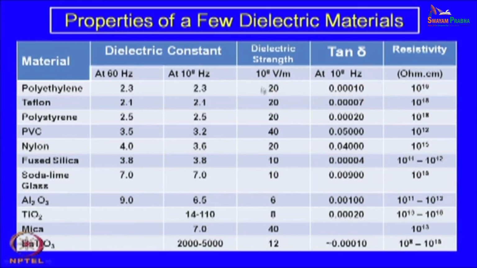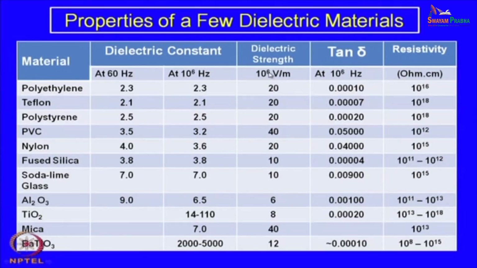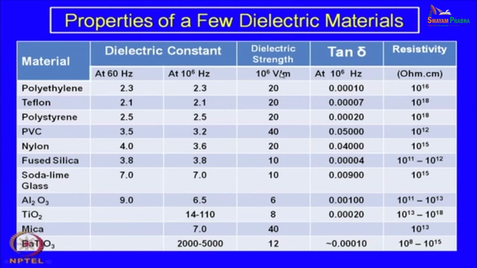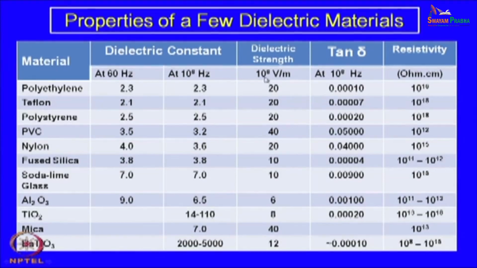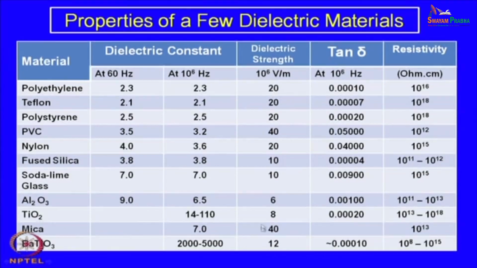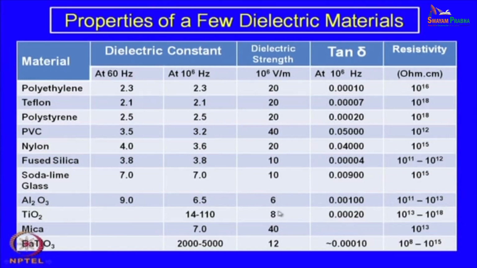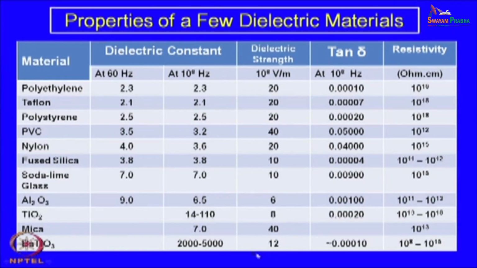Dielectric strength here is more or less same, except in some variations, but you can see these are almost 10 to the power 6 volts per meter, which is of the very high order, 20 megavolts per meter. Here of course, the polymers have a relatively high breakdown strength or dielectric strength compared to those of ceramics. Ceramics except mica, which has a very high value of 40, are relatively low. But even then they are quite high.